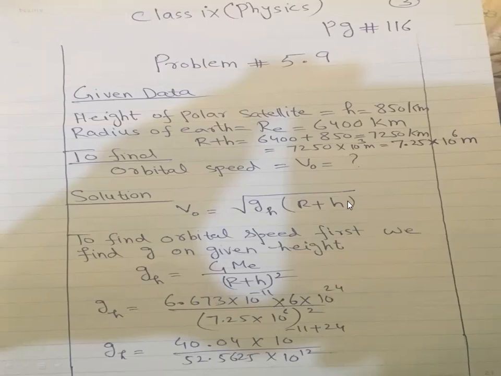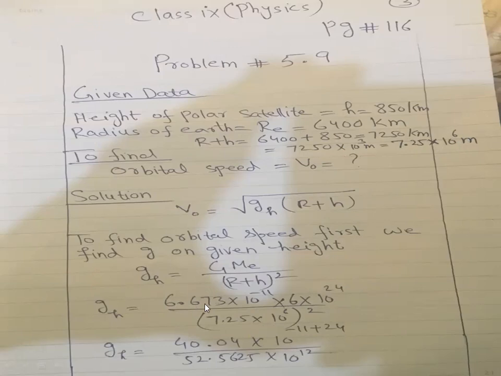As mass of Earth is 6 into 10 power 24. So you should memorize this value by heart. Value of G is 6.673 into 10 power minus 11, and similarly mass of the Earth is also given to you. You should know by heart 6 into 10 power 24. Then R plus H whole square. The value of R plus H is equal to 7.25 into 10 power 6.